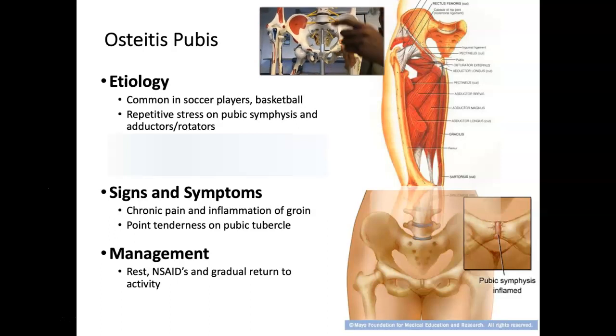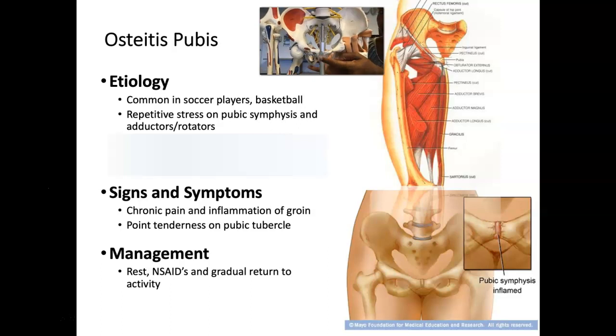Okay, so the osteitis pubis, let's define anatomically where that is. We have pelvis 1, pelvis 2. We have pubic bone 1, pubic bone 2. And then in between there is a small little disc. Okay, you see it there?